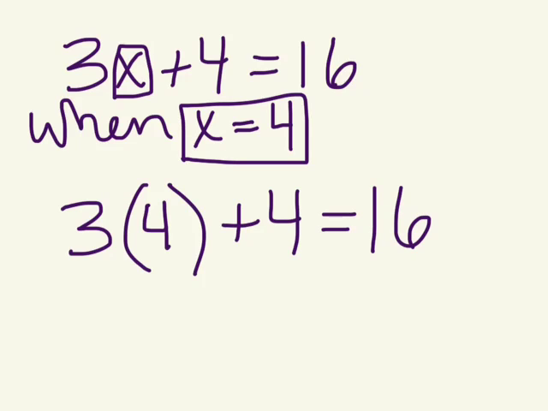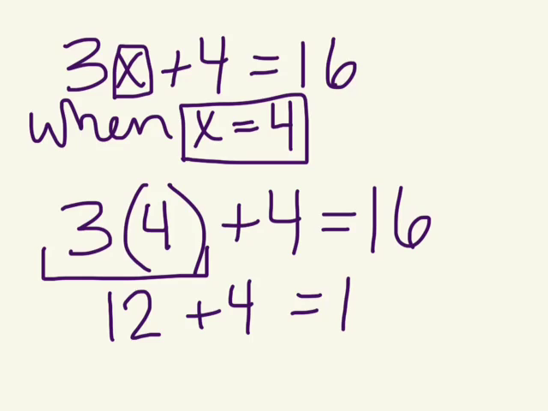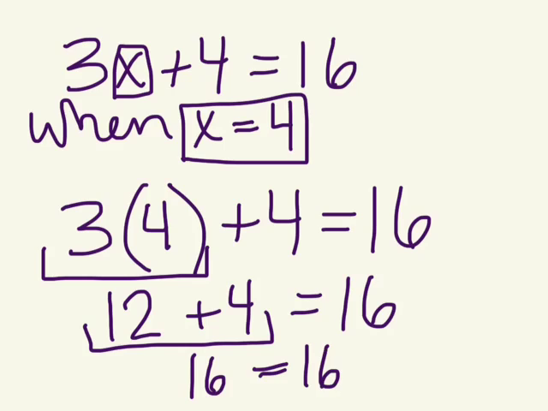Now parentheses is my first order of operation that I have, so 3 times 4 is 12. 12 plus 4 equals 16. Addition is my next in order of operations. So this is 16 equals 16, and that is true. So my substitution worked. Now I'm going to do 2 examples of substitution.